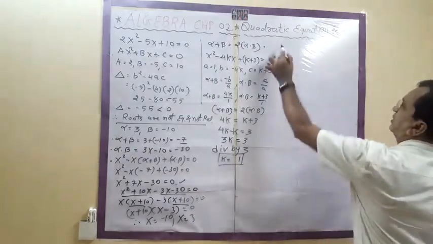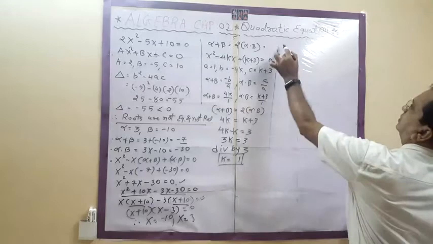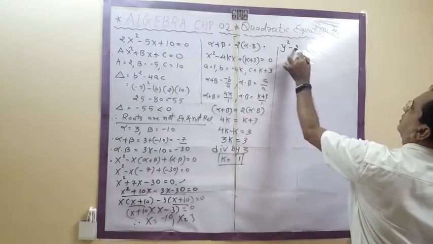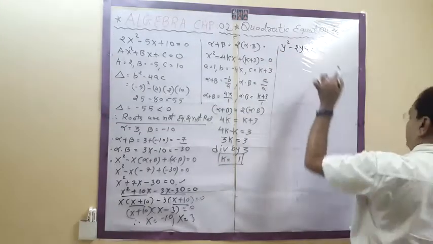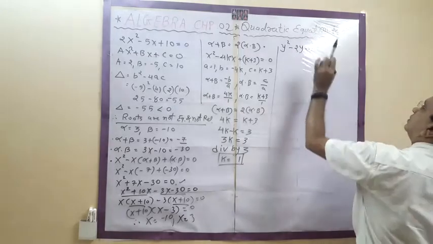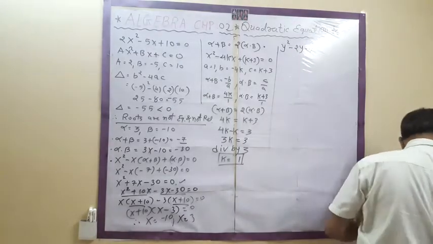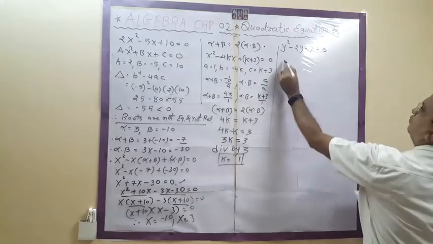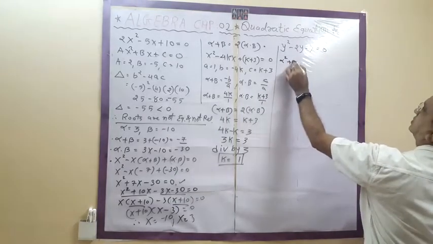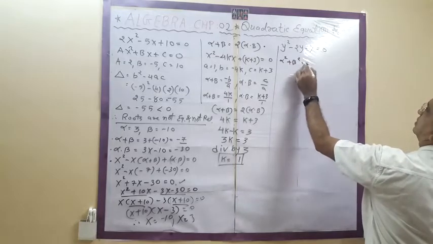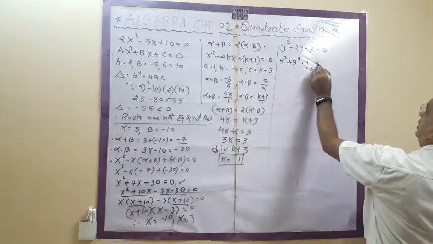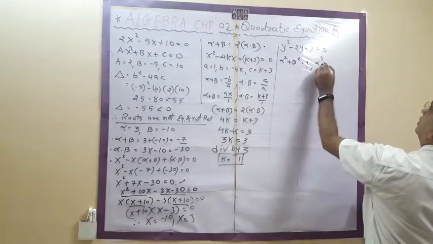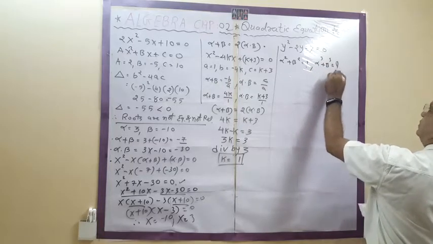One more question is very interesting. Y square minus 2y minus 7 is equal to 0. We have to find out alpha square plus beta square and alpha cube plus beta cube. Question.